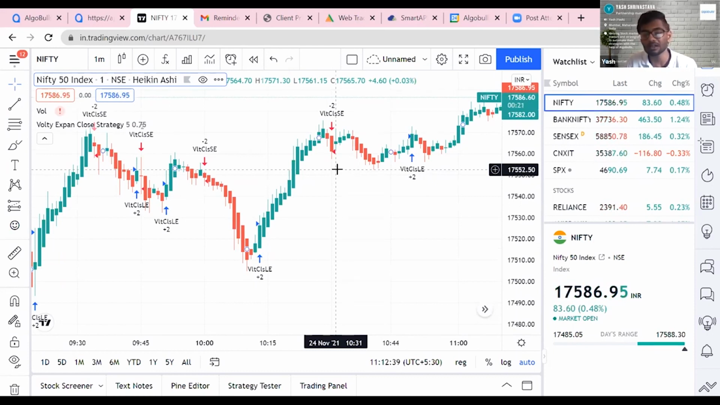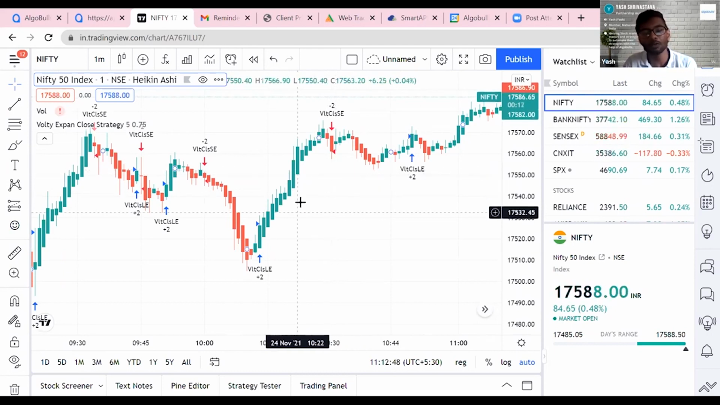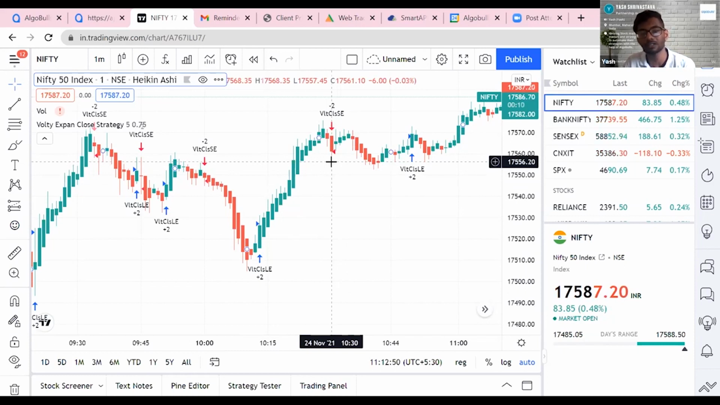So you need not buy the overall lot of 18,000. You would get a contract worth around 5,000 rupees, and the moment Nifty's price goes up, your premium also moves up. So you would be generating alpha when your premium is going up.